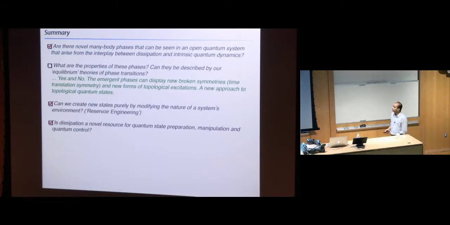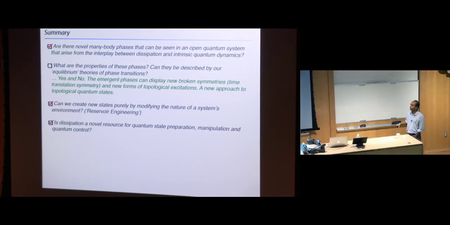So this is just a summary of what we have. I've given you a tour of some experiments we have done using this technique of reservoir engineering. And like I alluded to very early on, are there novel many-body phases that can be seen in an open quantum system because of this interplay between dissipation and intrinsic quantum dynamics? The answer is definitely yes, and these states have very novel properties, including time translation symmetry breaking and novel forms of topological excitations, which allow for robust finite temperature entanglement.